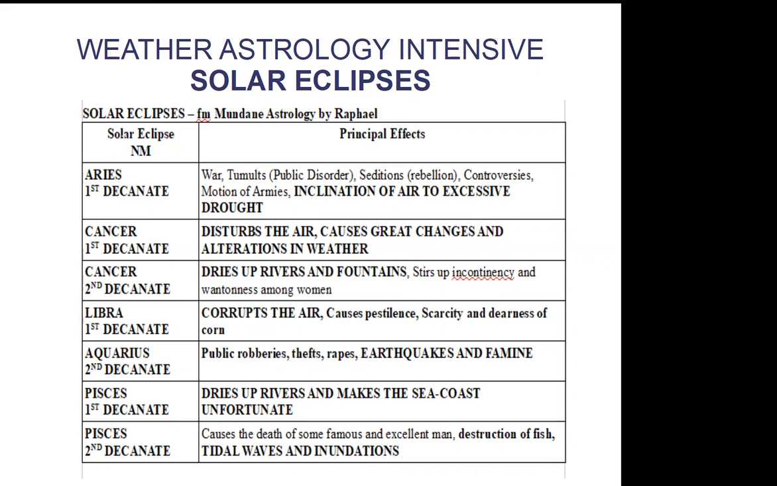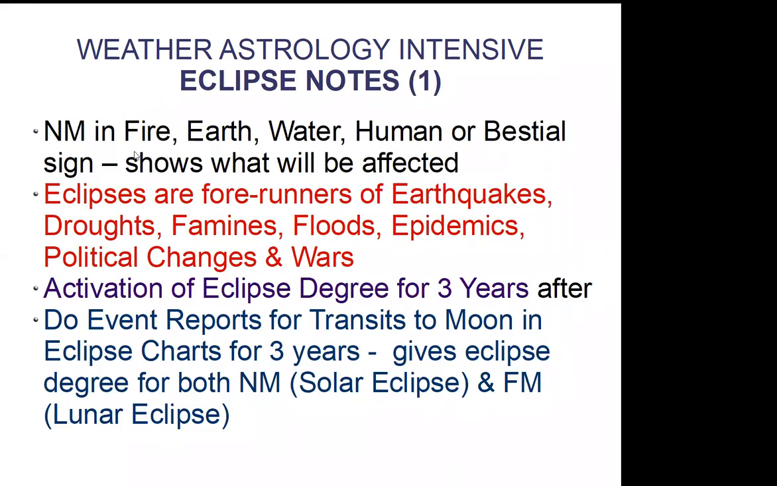Now, I use little keywords. For a solar eclipse, I use the word news: N is for new moon and S is for solar. And for lunar, I use the word full: F is for full moon and the last letter L is for lunar. That's how I remember it, because I often get confused. You also notice whether the eclipse is in fire, earth, water, human, or bestial signs, because that can also be put into it. Eclipses are forerunners of earthquakes, droughts, famines, floods, epidemics, political changes, and war.